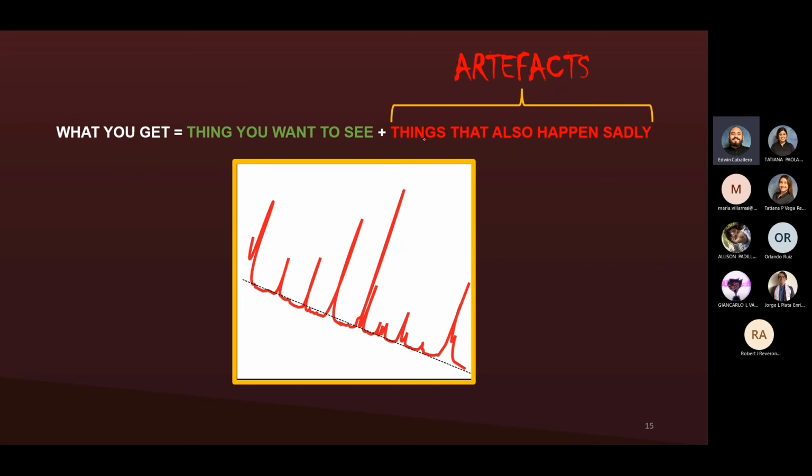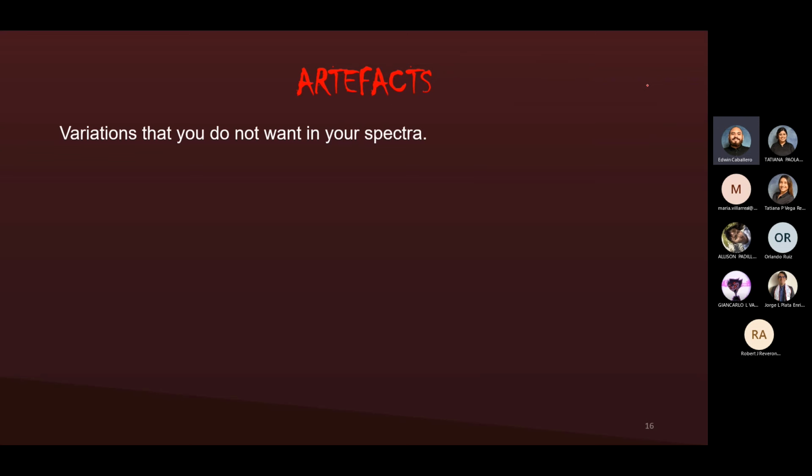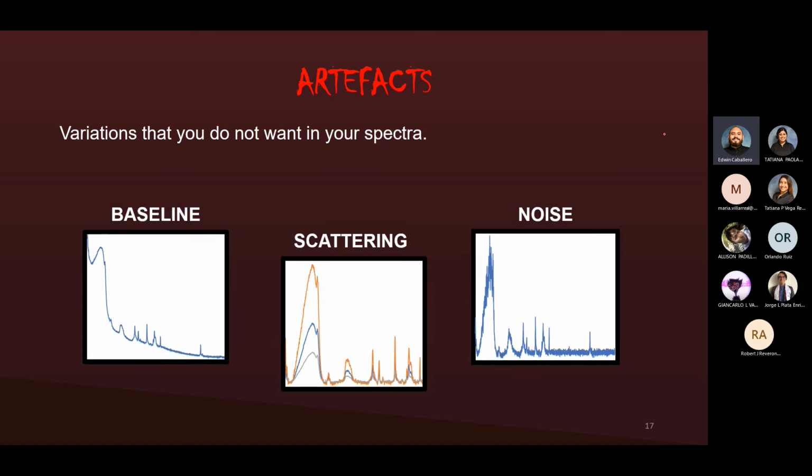So this is something that's always going to happen when you try to acquire data from an instrument. And the things that also happen, sadly, are what we call artifacts. The artifacts are basically variations that you do not want in your spectra. Now, this depends on the context, right? Maybe you do want that specific phenomenon, but if your goal is to simply look at the spectra of a sample, you probably don't want this type of information on it. Now, there are three different types of artifacts. We're going to be discussing all three, starting with the baseline.